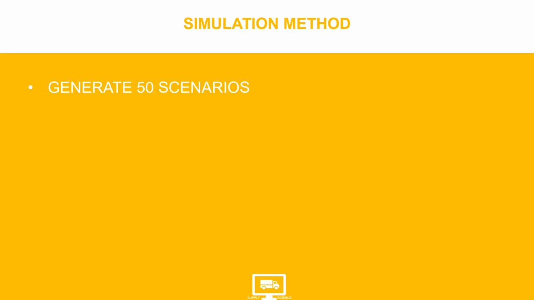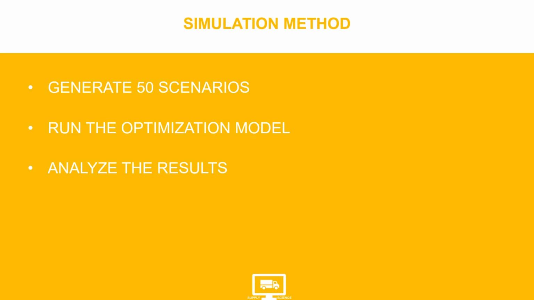We start by generating 50 scenarios assuming some variability in the demand. For each scenario, we generate the optimal footprint that will minimize the costs. We analyze the results. What are the different footprints proposed by the model? We then decide which footprint to take to have the most robust network.